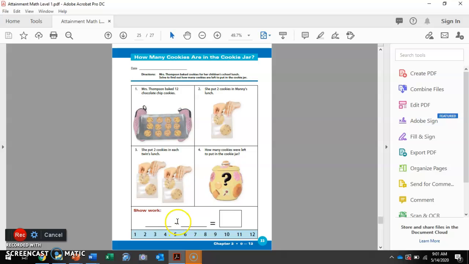So you are going to subtract. What are you going to subtract? So you're going to get the total of the cookies, and then you're going to subtract however many cookies she used to put in the lunch.